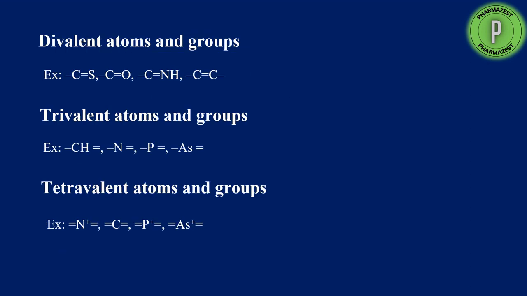Next, we have divalent atoms. In divalent atoms also, these functional groups can be replaced with each other. Instead of this, we can take any of these functional groups and replace it, so that there will not be any change in the activity of the molecule. And in trivalent atoms and groups also, we can use these functional groups. And in tetravalent atoms and groups, these functional groups are used.